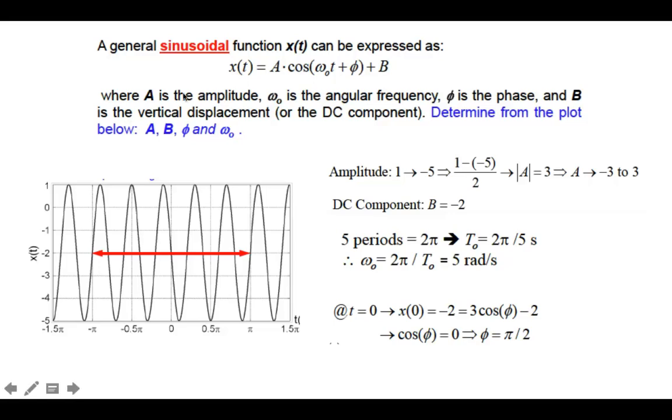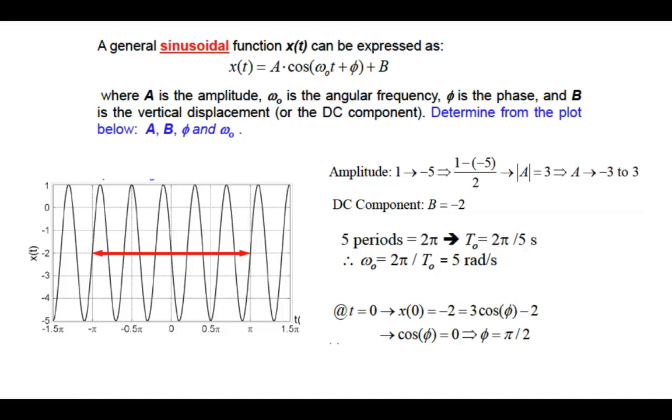And so when we want to obtain a mathematical expression for this, we add this term b here. So we have our normal sinusoid, which is A cosine of omega naught t plus phi, where omega naught is the frequency in radians per second, phi is the phase shift, A is the amplitude, and b in this case is a vertical displacement, which basically adds a constant to this function, shifting the entire thing up or down. So from the plot, we want to determine what those things are.